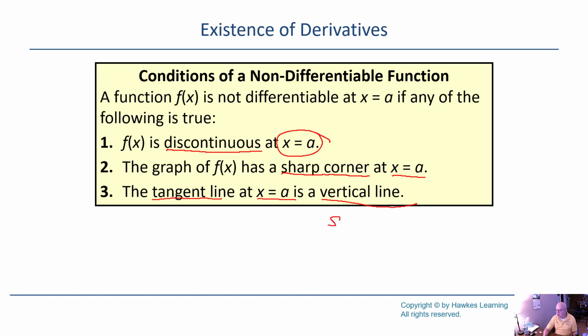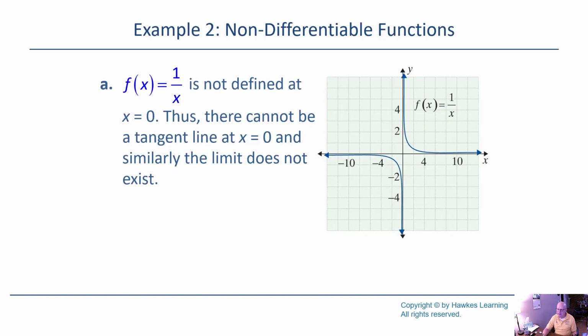Remember from your algebra, if it's a vertical line, the slope is undefined. And since you remember the derivative is the slope, if it's undefined, then we don't have a differentiable function. We can't do it.